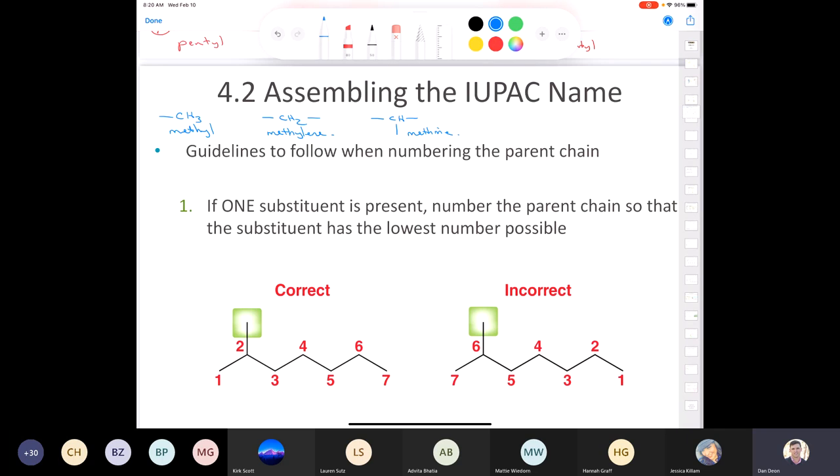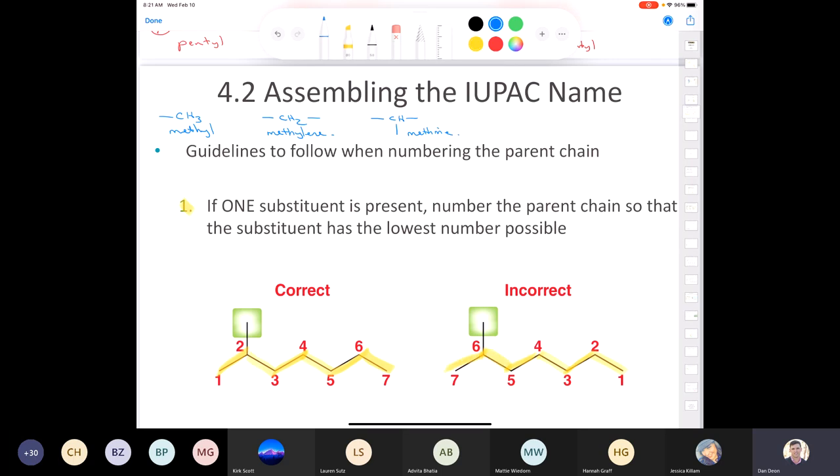So rule number one is when you're putting the IUPAC name together. Let's see if we can take what we've learned this morning and actually name a compound. Well, of course, you would first start by identifying the parent chain. Now, you can see that the parent chain has been identified here. You got 1, 2, 3, 4, 5, 6, 7, so it's some kind of heptane. And the person did the same thing here, but you see that one way is correct and one way is incorrect.